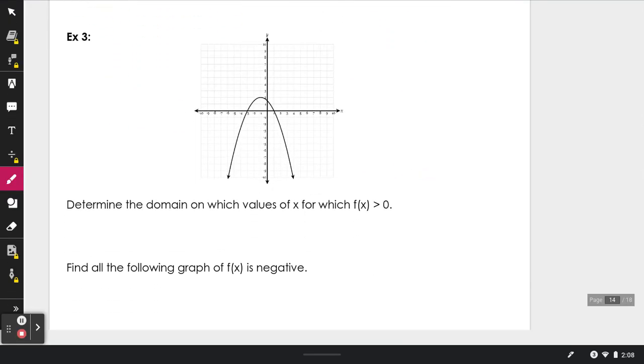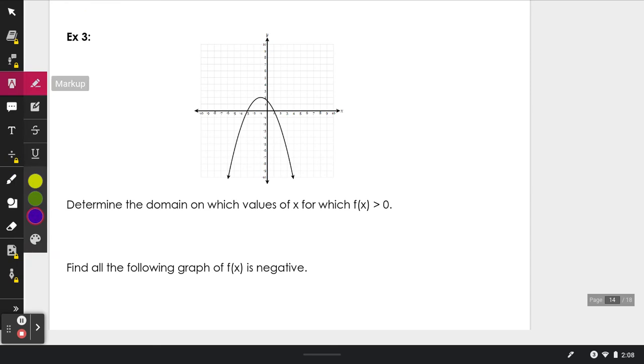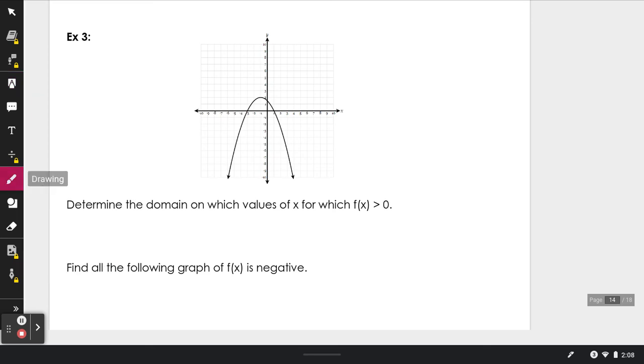Our third example here. Let's highlight. Determine the domain on which values for x, for which f of x is greater than 0. So that is just a very fancy way of saying positive. And domain just refers to the x's. So determine the x range on which the values of x, I think that is an extra word in there. Determine the domain, values of x for which f of x is greater than 0, positive.